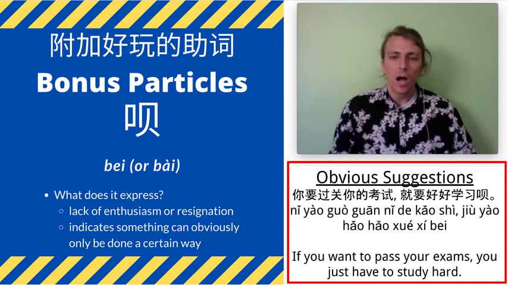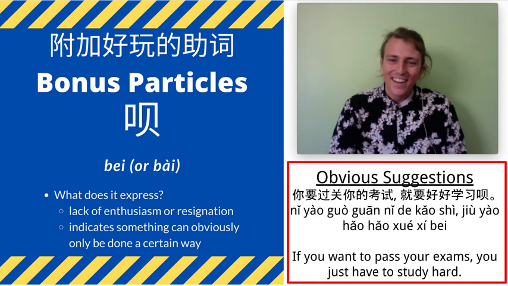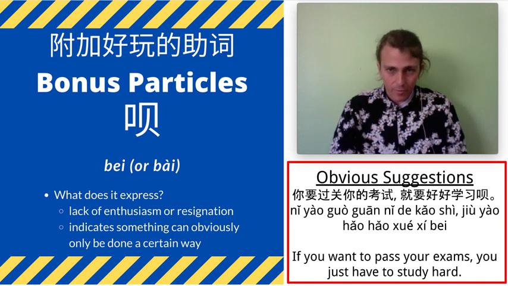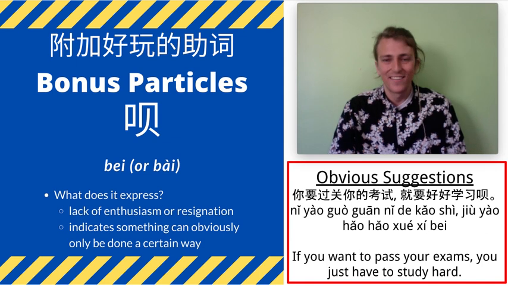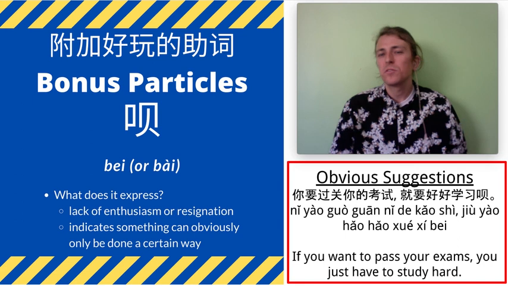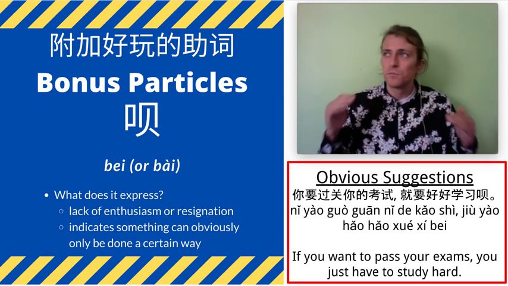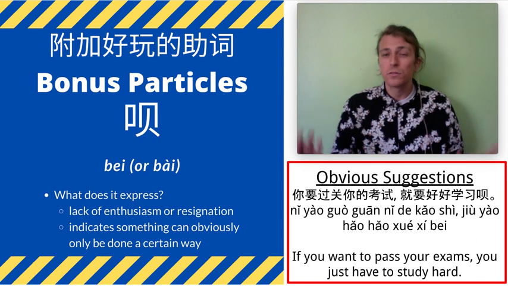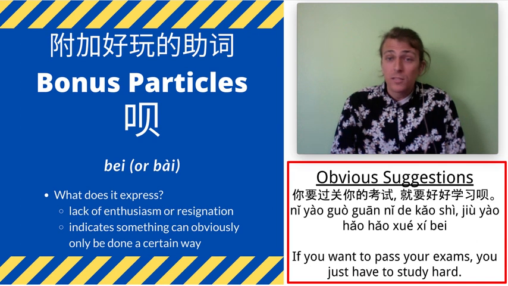So 我得去就去呗. You know, just showing I don't really want to, but I must. The other thing is obvious suggestions, kind of like ma, the second ma. So, for example, 你要过关你的考试，就要好好学习呗. If you want to pass your exam, you just have to study hard. No other way about it. So it's an obvious suggestion. It means there's only a certain way something can be done, something you don't even really need to say, right? But you do just to have a conversation or to reassure someone maybe. So 你要过关你的考试，就要好好学习呗.